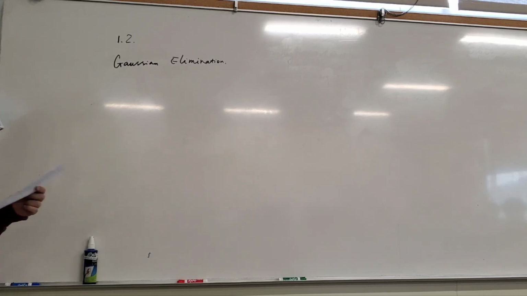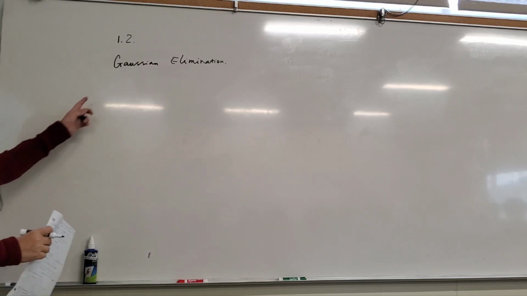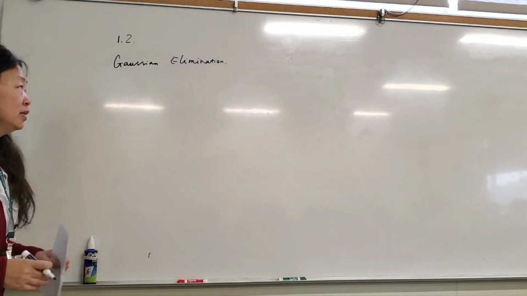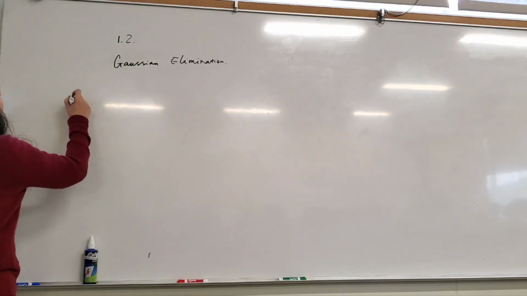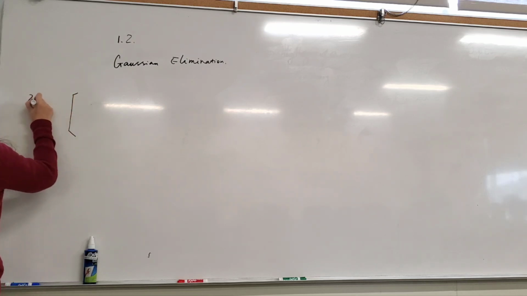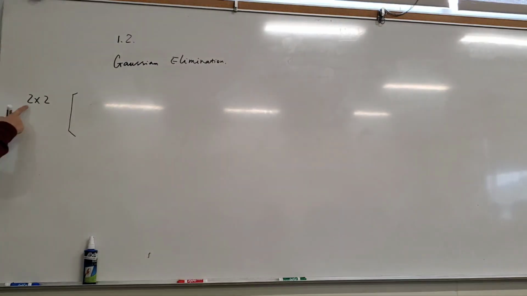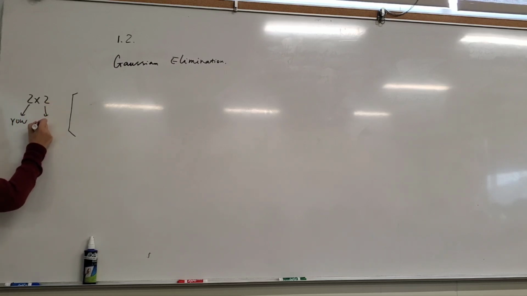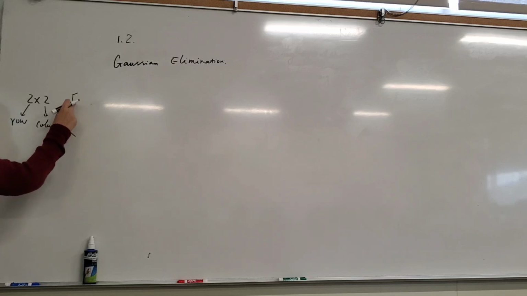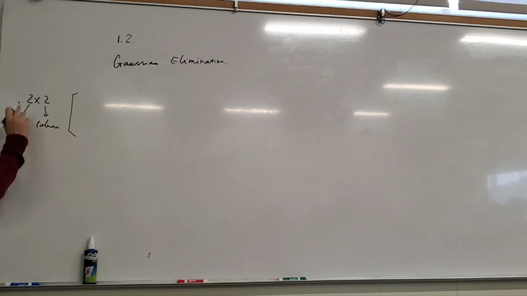Okay, we're going to learn a couple formats for when we're using Gaussian elimination. We learn two formats here. So before we learn the format, I'm going to show you just a 2x2 matrix first. Now when they say 2x2, the first number always represents a row, and the second number always represents a column. So 2x2 means 2 rows times 2 columns.